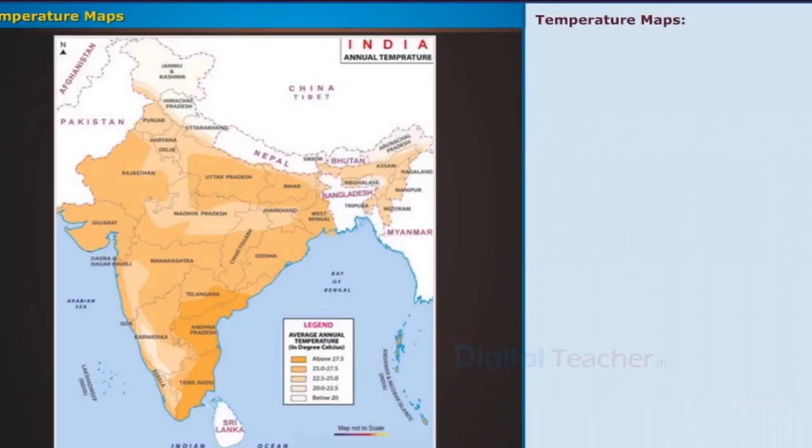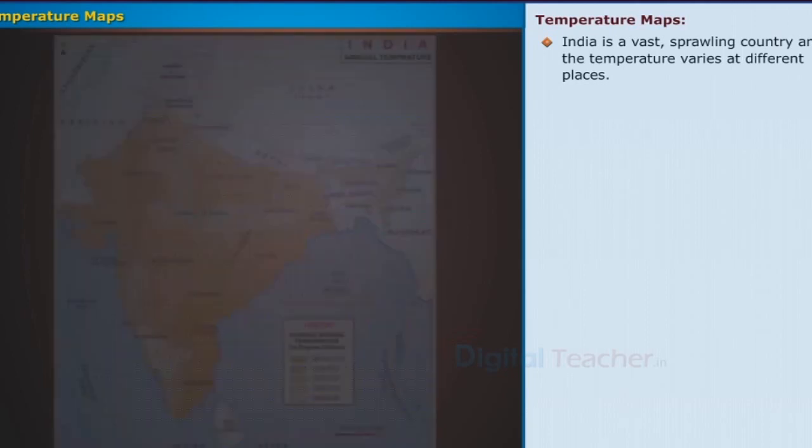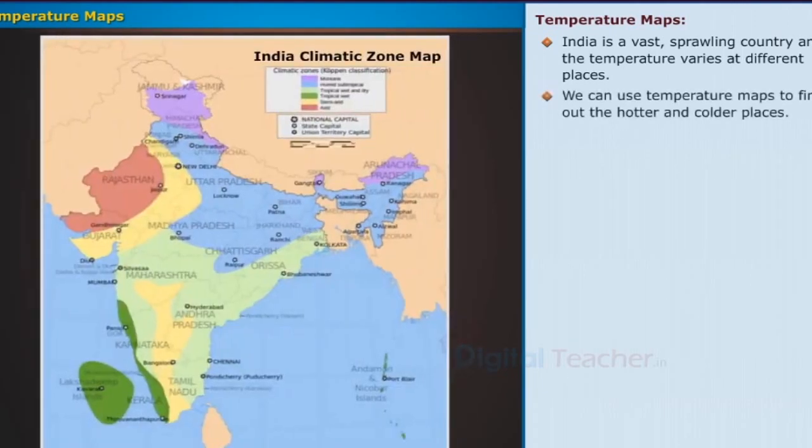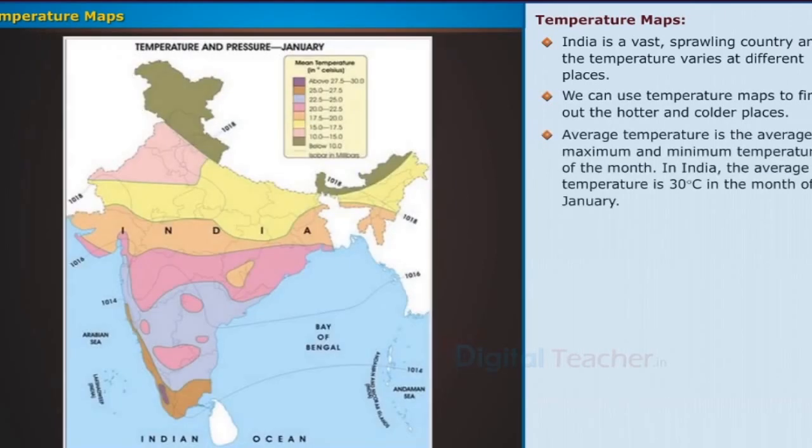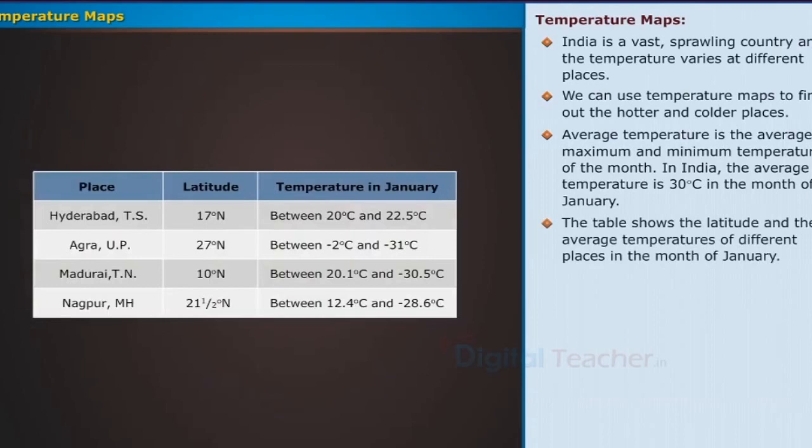Now, let us learn about the temperature maps. India is a vast, sprawling country and the temperature varies at different places. We can use temperature maps to find out the hotter and colder places. Average temperature is the average of maximum and minimum temperatures of the month. In India, the average temperature is 30 degrees centigrade in the month of January. The table shows the latitude and the average temperatures of different places in the month of January.